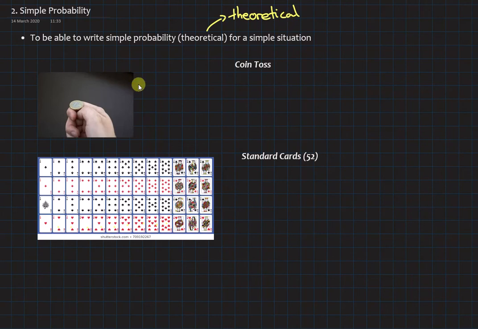So let's start with the simplest one. We've got a coin toss. Coins have two sides. You've got a head and a tail. Tails normally have the value on them, and the other side, normally the heads.